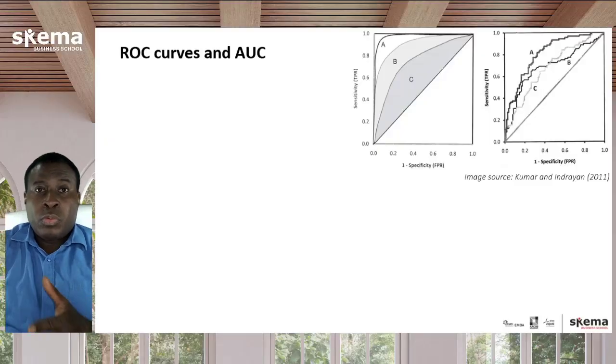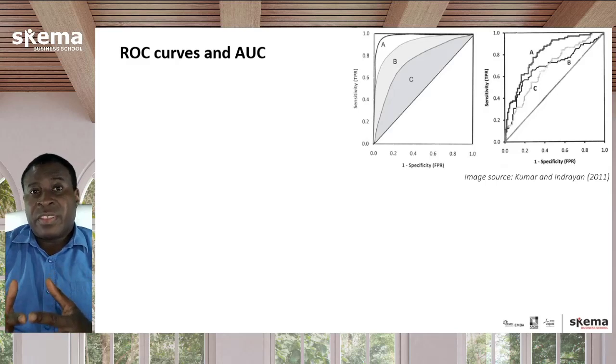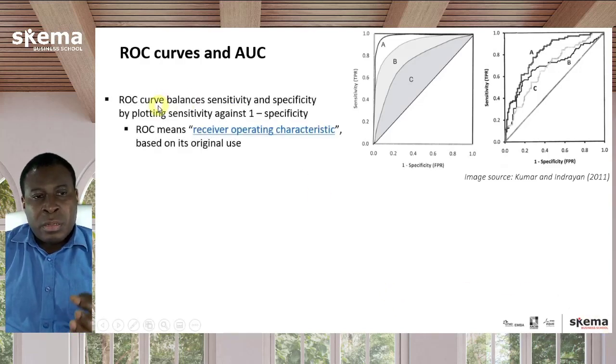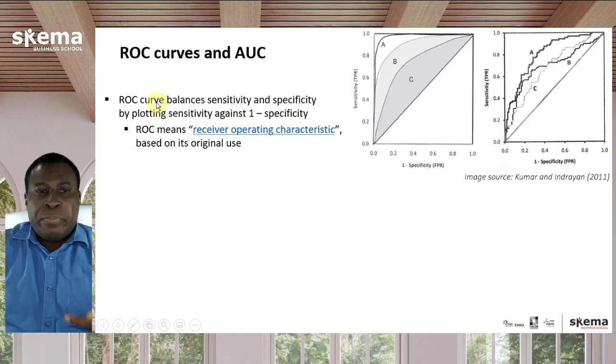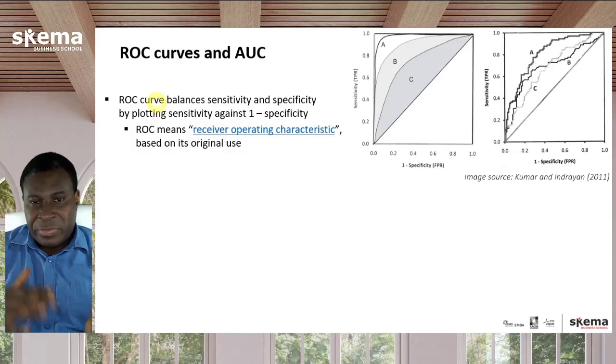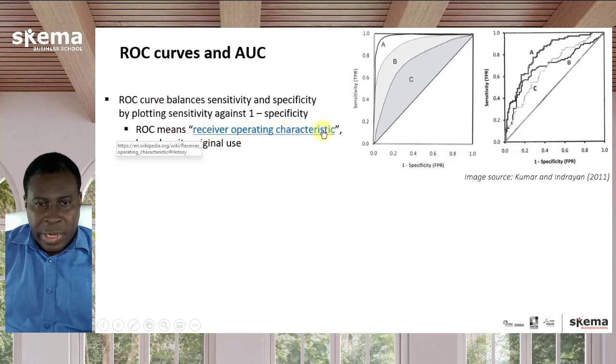One of the most useful ways to evaluate the performance of classification models is to measure the area under the ROC curve. The ROC curve basically balances sensitivity and specificity, so balancing true negatives and true positives by plotting sensitivity against 1 minus specificity. ROC stands for receiver operating characteristic, based on its original use. Here's a link that explains the origin of that name, but it's not really very meaningful today.